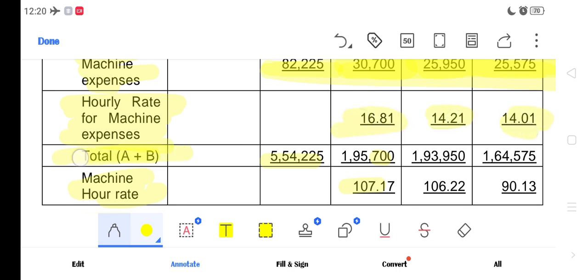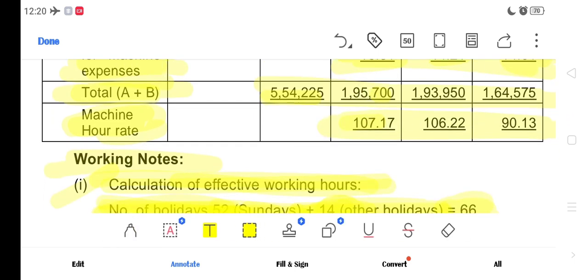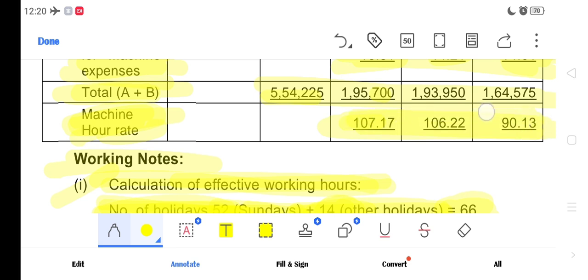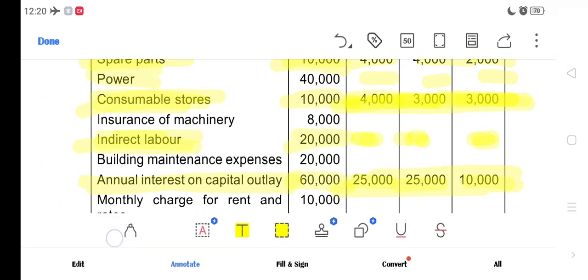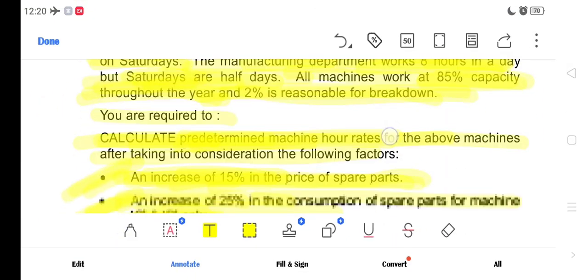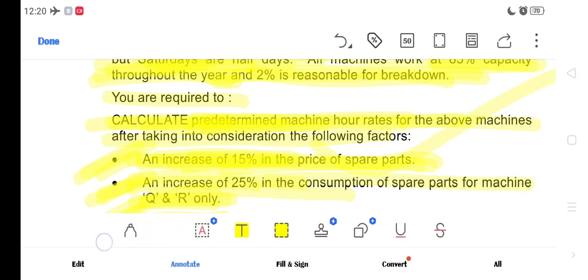Now total A plus B, these are the total expenses, and machine hour rate. Above, for the standing charges you got the hourly rate, and here for the machine expenses also you got the hourly rate. You are going to just simply add it, and you'll get the machine hour rate in total. So this is the predetermined machine hour rate, right? So this working notes is completed, no? Yes. So required completed, right? Yes.